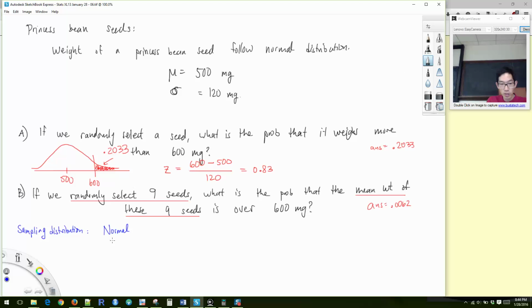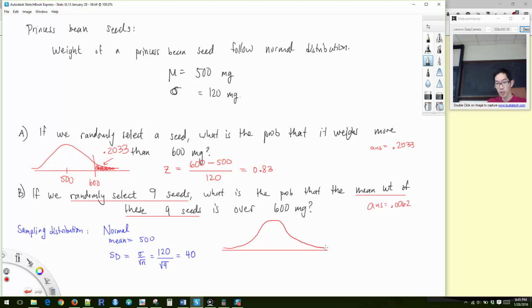So the mean is equal to what? 500, and our standard deviation is going to be sigma over the square root of n, so this is going to be what? What's my number up here? 120 divided by the square root of n, and I'm taking a sample of 9 seeds, right? So the square root of 9, so I'm going to do 120 divided by 3. My standard deviation is 40. Okay, so at this point, then it becomes just a regular old normal model problem.